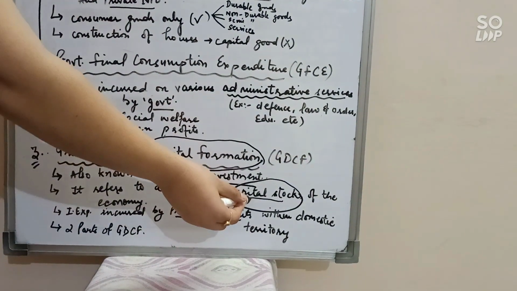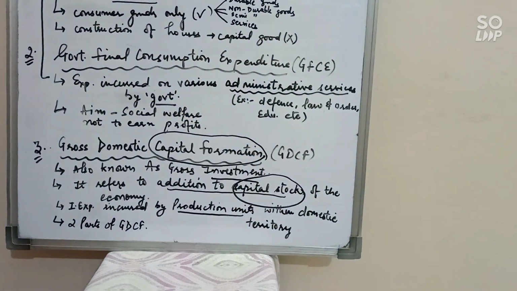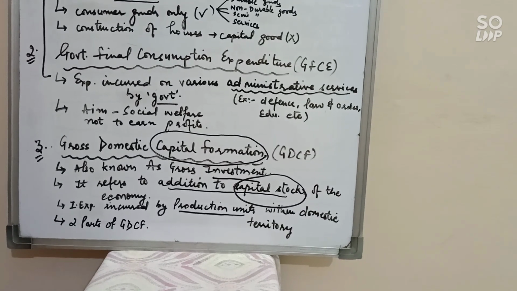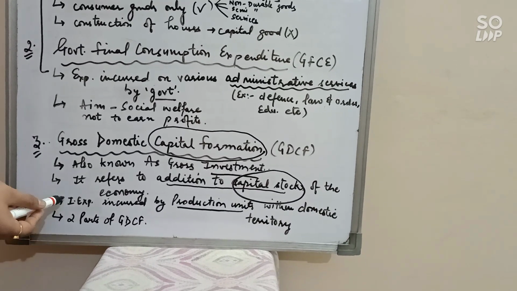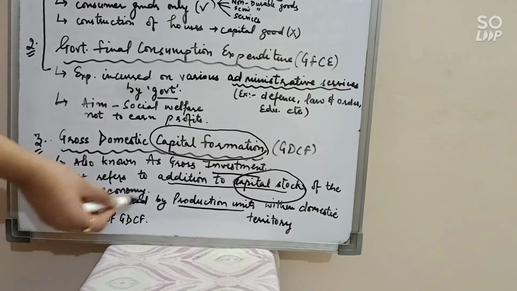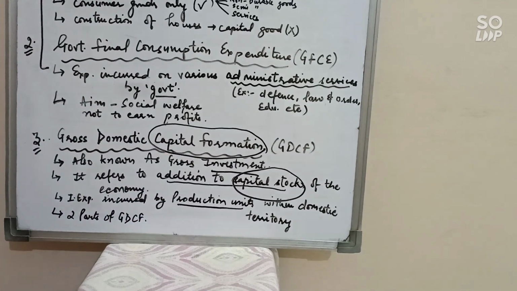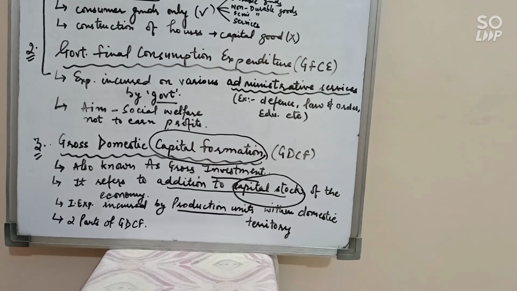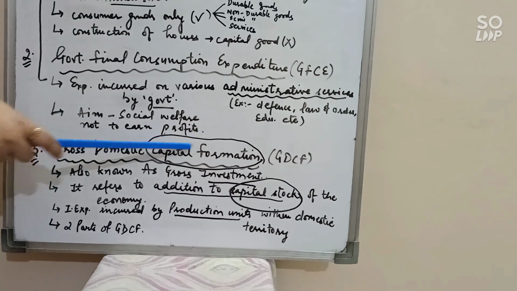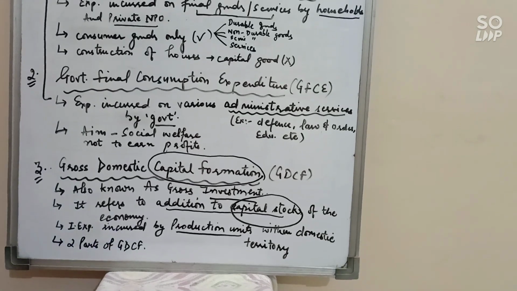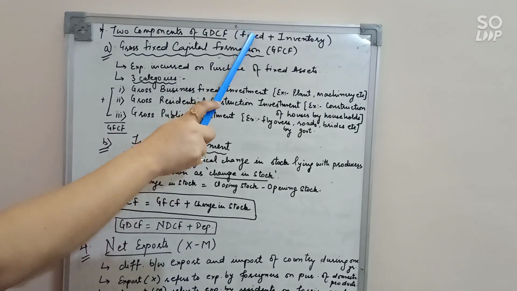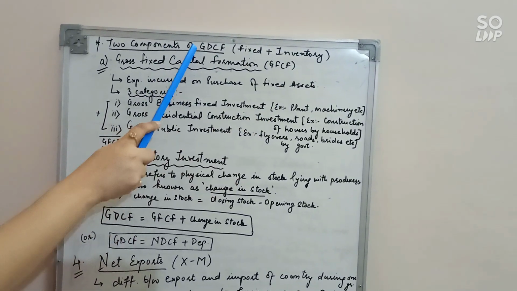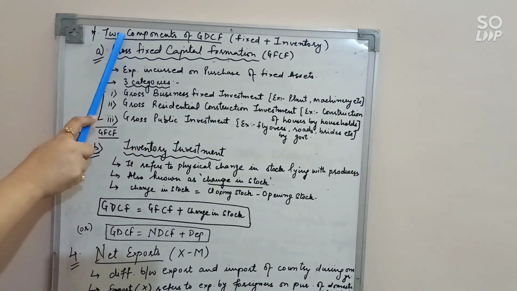Now what do you mean by capital stock? It is the sum of fixed assets and unsold stock, which is also known as change in stock. So any investment expenditure incurred by the production units within the domestic territory is known as gross domestic capital formation. So this point, GDCF, is further divided into two parts. Capital stock is a sum of fixed assets and inventory, that is unsold stock. So GDCF has two components.